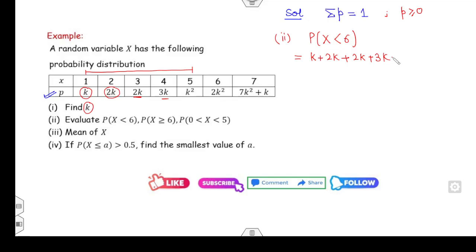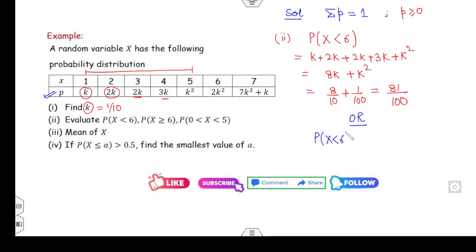You can substitute the value of k. So it will be 8k plus k square. Now because k is equal to 1 over 10, we have obtained, you can substitute 8 over 10 plus 1 over 100. So that will be 81 over 100. Or you can also see that probability of x less than 6.